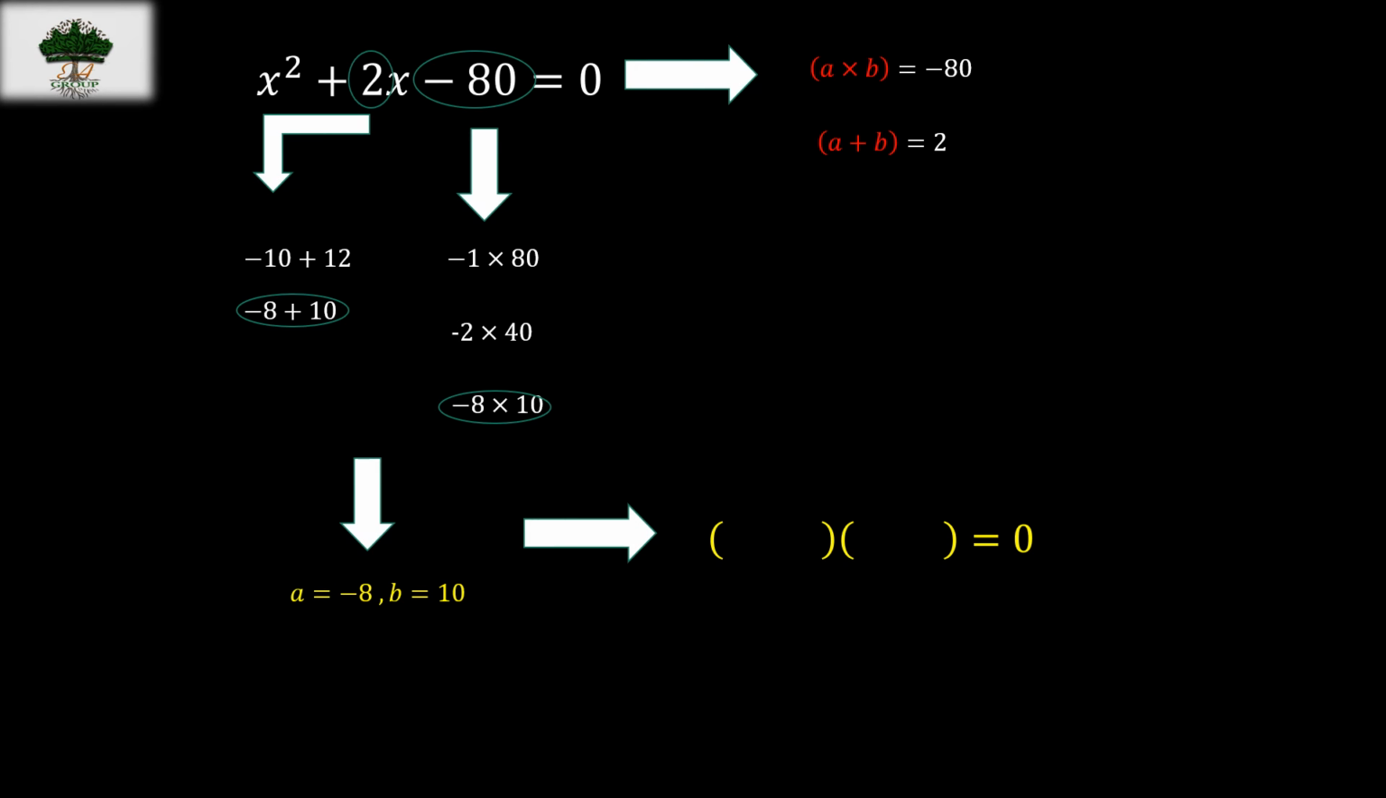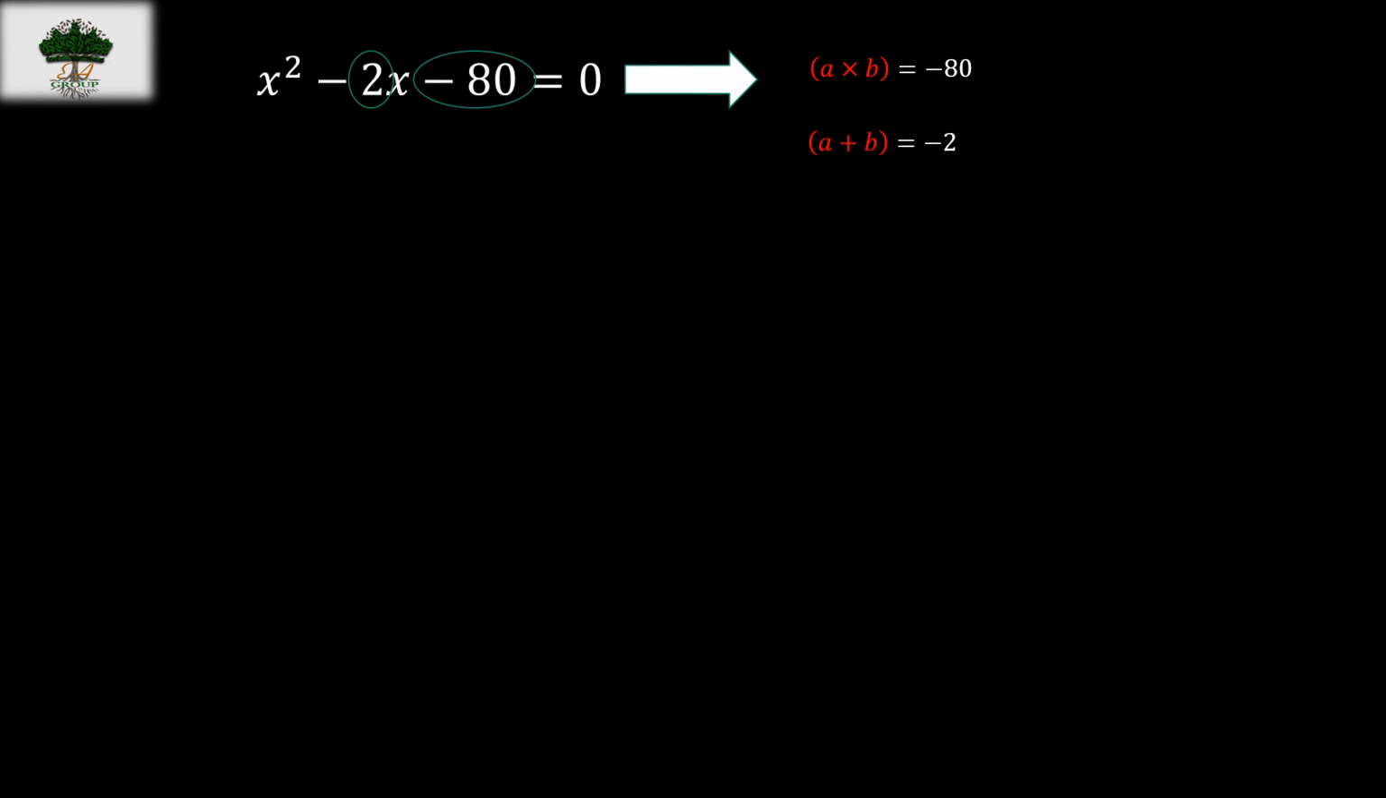So do the same thing: open two brackets, factor x² to x and x. The first number is negative 8, put negative 8 here. The second number is positive 10, put positive 10 here. Since the product equals 0, one of the brackets is 0. x minus 8 equals 0, so put the opposite sign, which is positive 8. x plus 10 equals 0, so put the opposite sign, which is negative 10. So this is the solution.